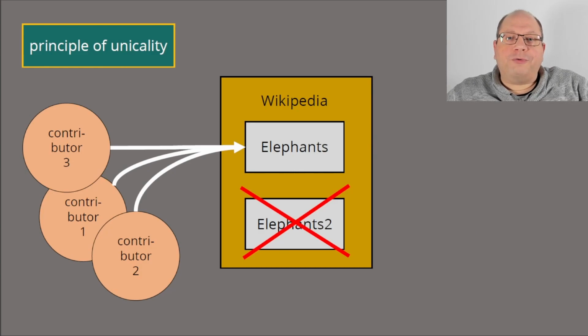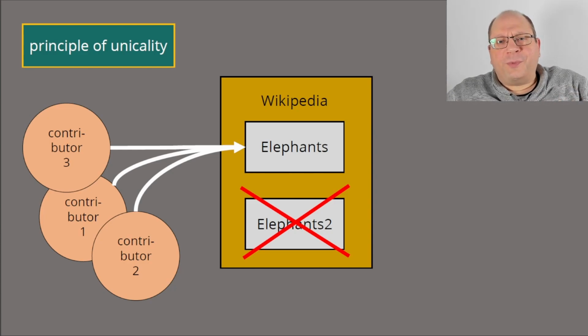The principle of uniqueness or unicality. We don't have a better word for that, so what is meant? In Wikipedia, we allow only one article on each topic. This means that if I want to contribute to the topic, I have to do so in the article that already exists. I am not allowed to simply create a new article on the same topic.